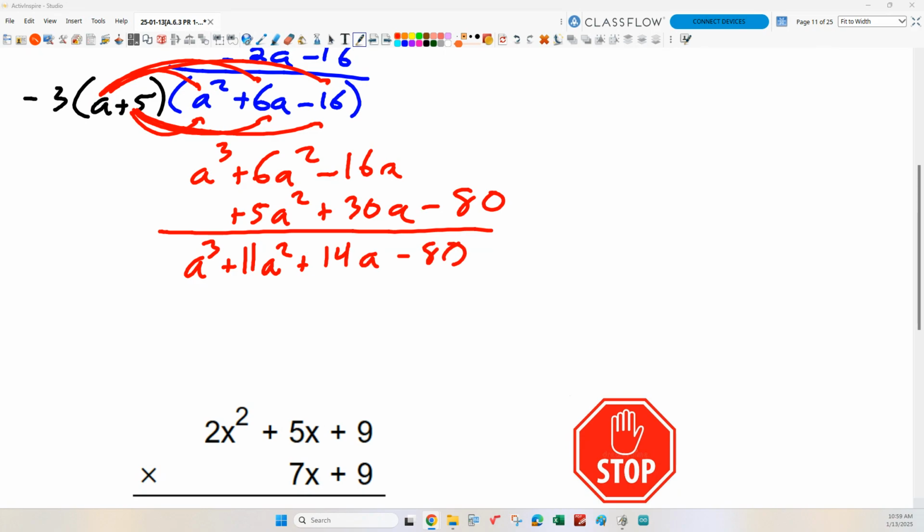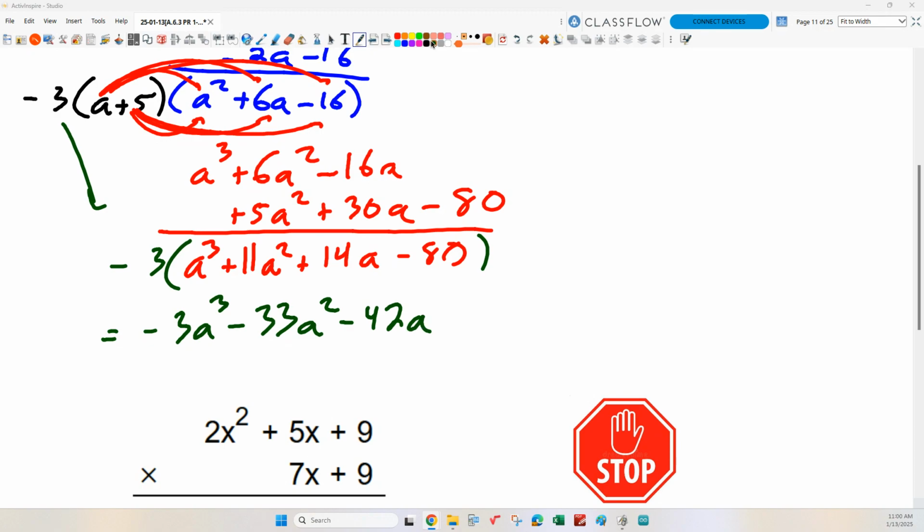Okay, last step. Got to distribute that negative 3, which is just going to give us negative 3a cubed minus 33a squared minus 42a plus 240. And you just got to take it step by step.